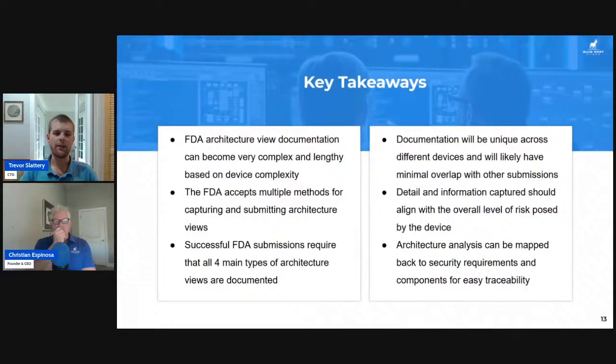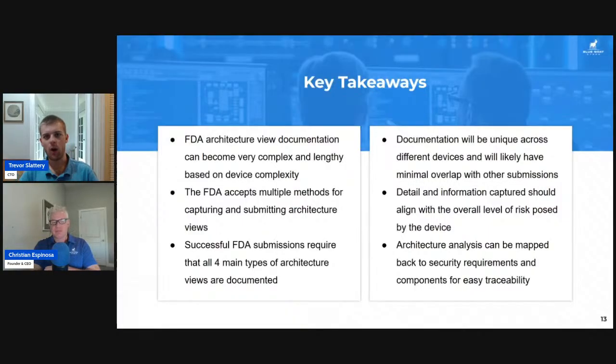This will tie a little bit into what I was mentioning about complexity, but detail and information should align with the level of risk for the device. Higher risk profile devices need to have deeper considerations for security. We can go back to an example with an oxygen concentrator versus a drug infusion pump.